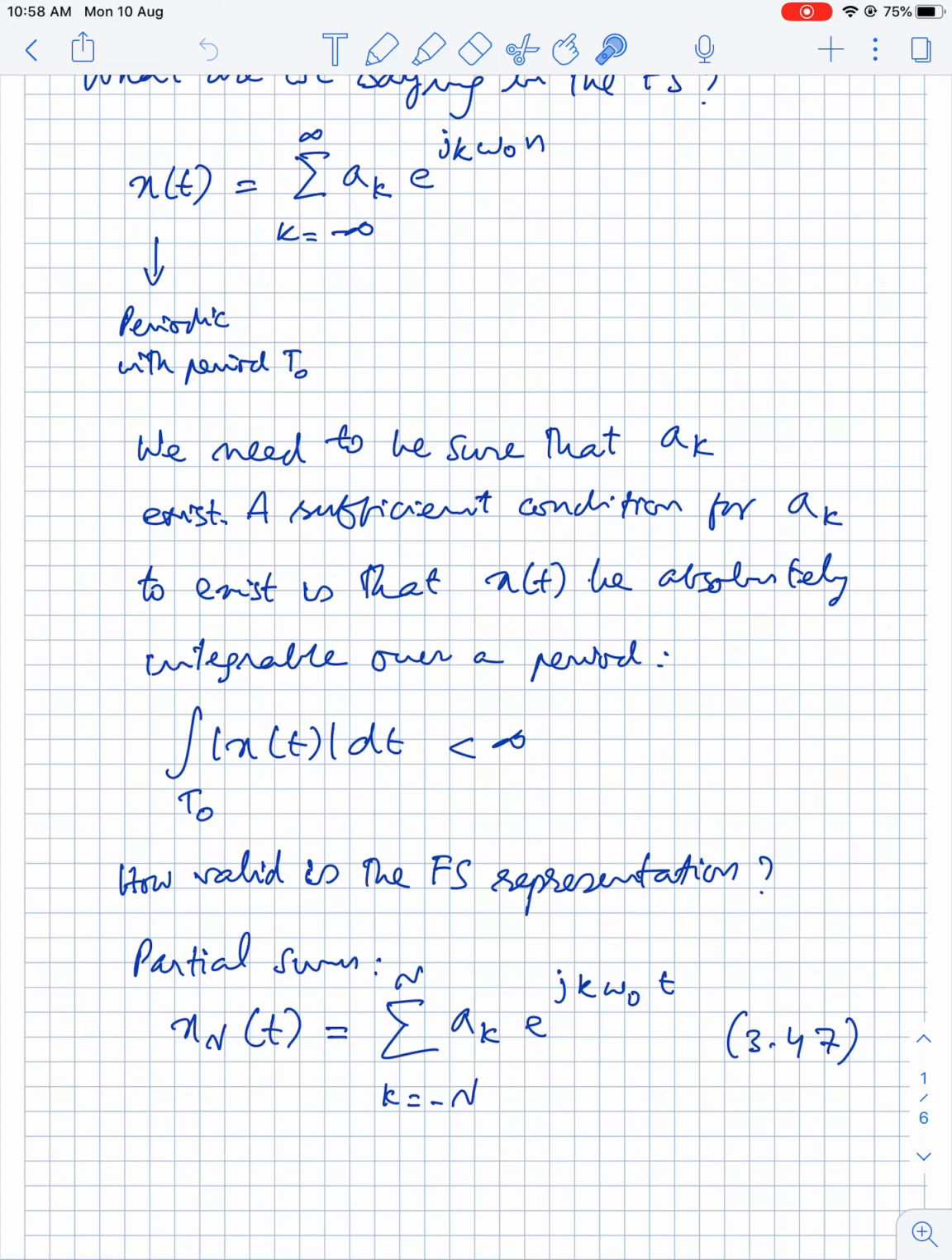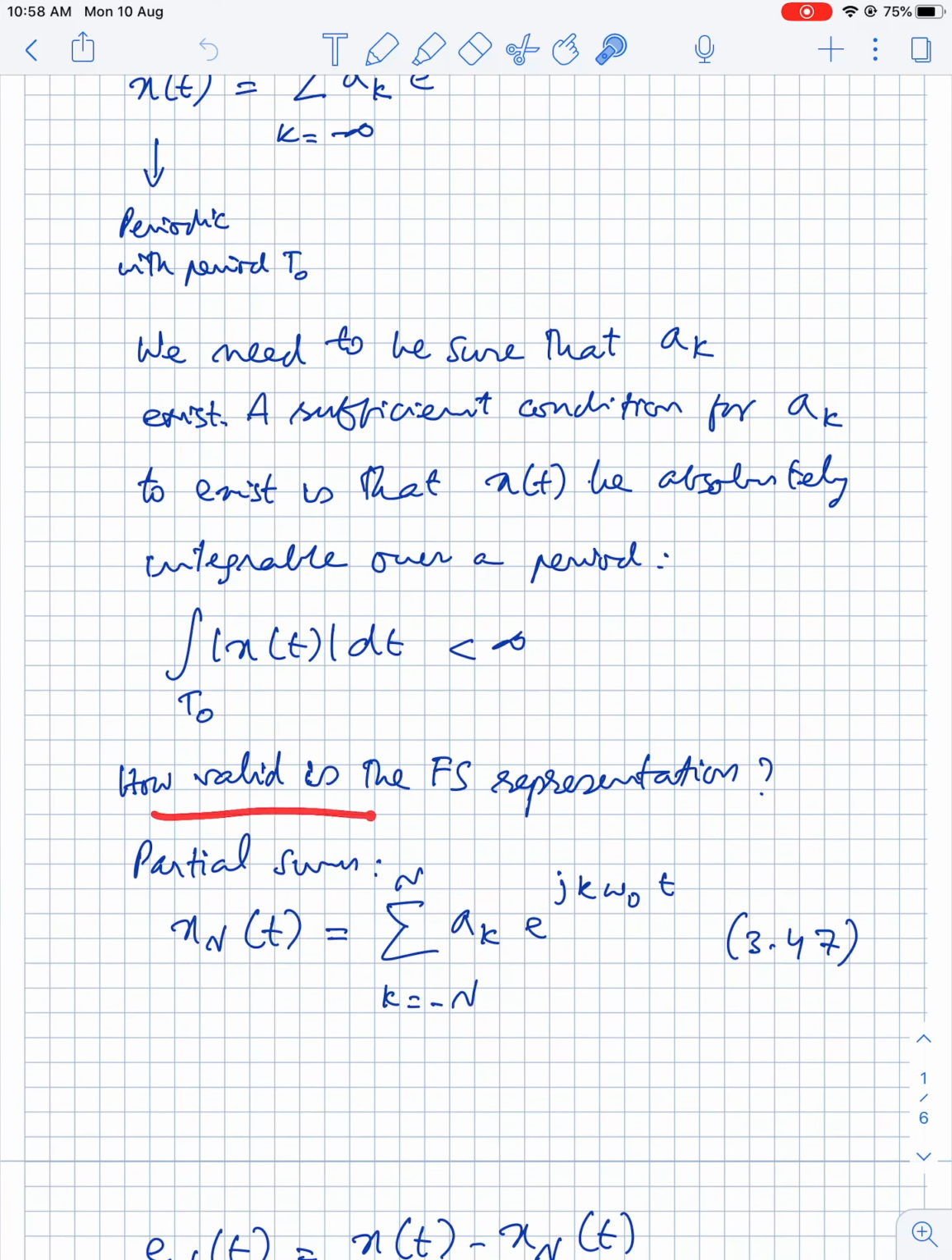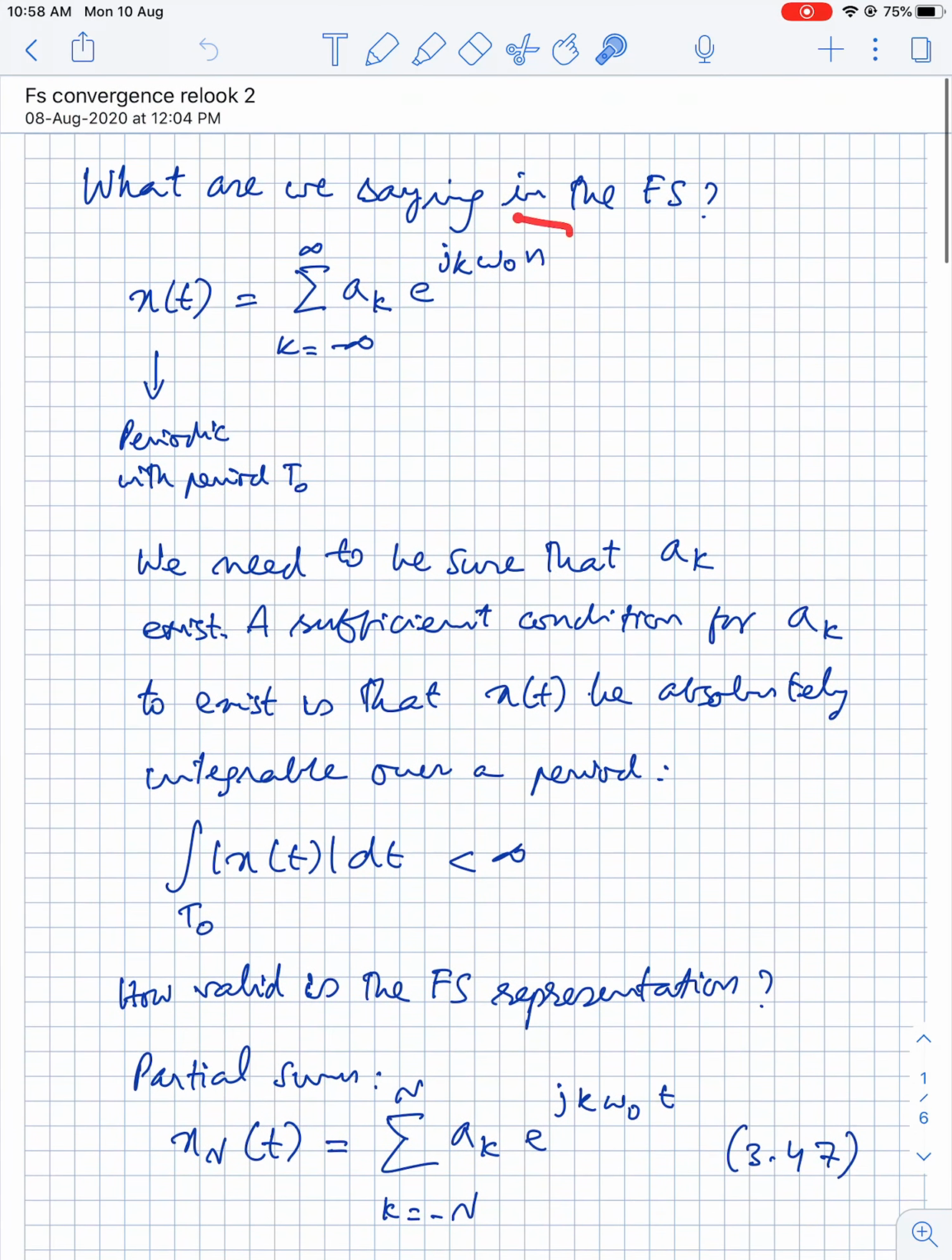Now, another question we can ask is, how valid is the Fourier series representation? That means this summation here is an infinite sum. Infinite sums may converge, may not converge. So how can we be sure, or what can we say about the convergence of this particular infinite sum? Or how good is this representation? How can we say that this representation is actually coming up to x of t?